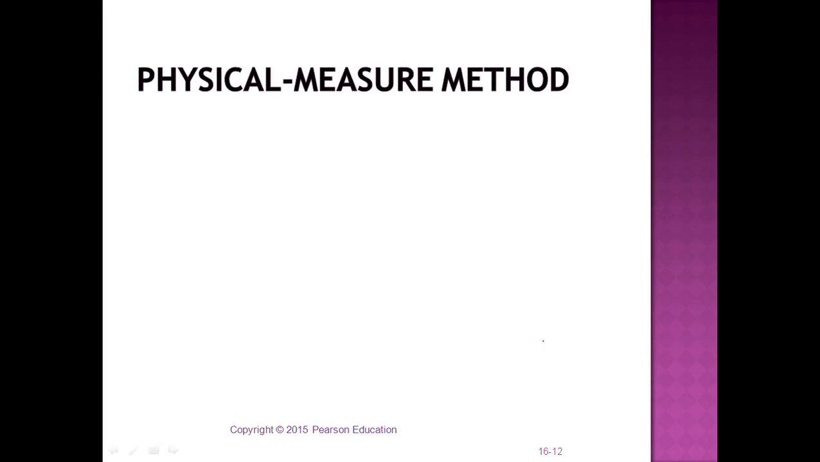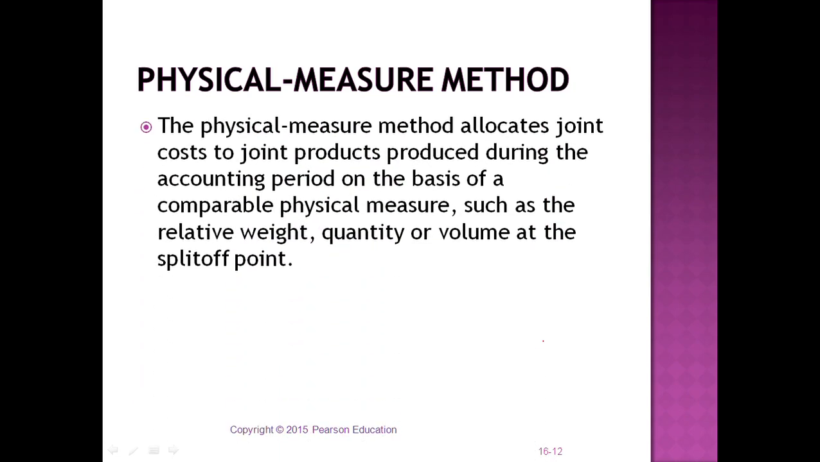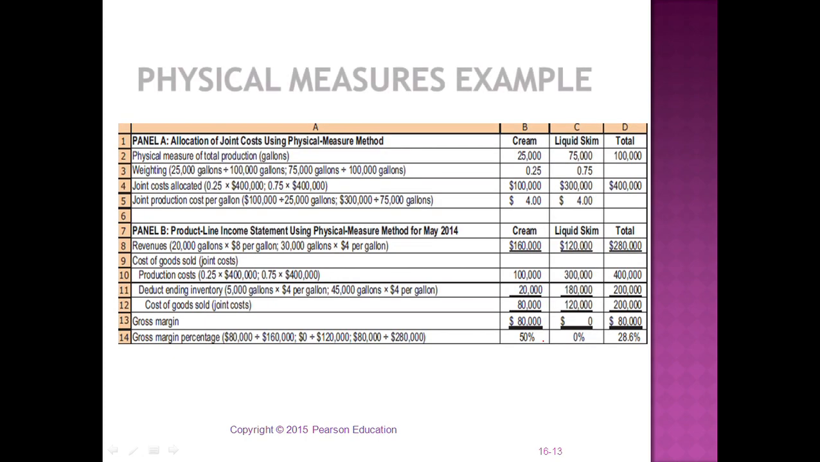Let's say the physical measure method. Now, under the physical measure method, what you do is you simply use the physical count of the output, that is the joint output, to decide the weight to distribute the joint cost to the joint product. So let's illustrate that. First thing you would do is take the physical measure of the output. So write down what output you have got in terms of units. In this case the unit is gallons, so you have 25,000 gallons of cream and 75,000 gallons of liquid skim. You use that as a basis for distribution, so add up, the total will be 100,000.